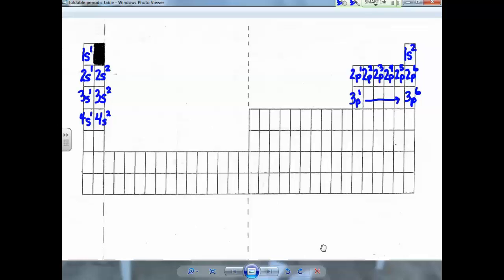The D. What's the first energy level where we have a D? 3. So this is going to be 3d1. How many electrons can we put in a D? 10. How many boxes go across in that little section there? 10. Look at that. So this ends with, I'm going to turn this one sideways so I can fit it in, 3d10. And in the middle, you would have numbers 1 all the way up to 10.